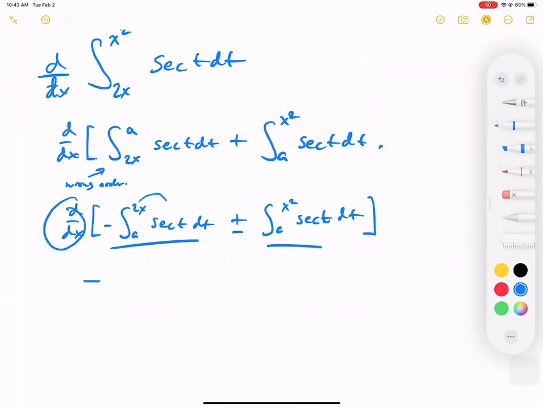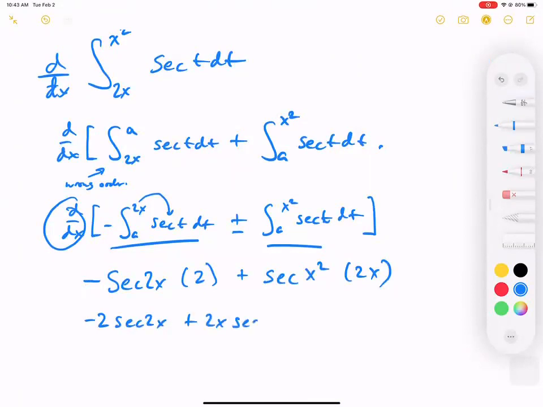This is going to be negative. Plug it in. Fundamental theorem of calculus: the derivative and the integral cancel each other out. So we just plug it in and get secant 2x. Chain rule. The derivative of 2x is 2. I probably want to write that in the front, make it look a little prettier. Next one. Chain rule. So we have plus secant x squared times 2x. To write this a little prettier, negative 2 secant 2x plus 2x secant x squared.